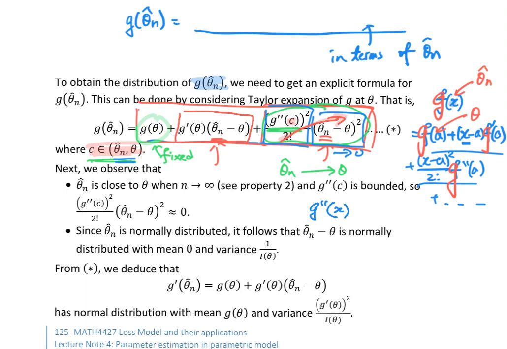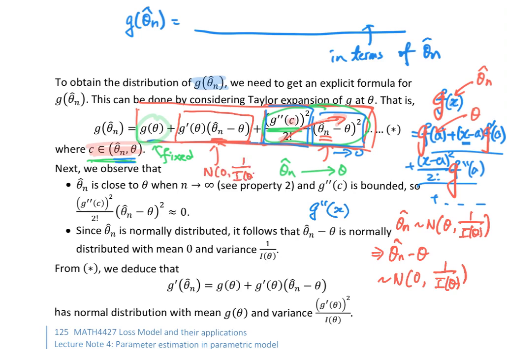First of all, this term involves the random variable theta n hat. According to what we said earlier, it follows the normal distribution with mean theta and variance 1 over I theta. Given this, it implies that theta n hat minus theta follows the normal distribution with mean 0 and variance 1 over I theta.